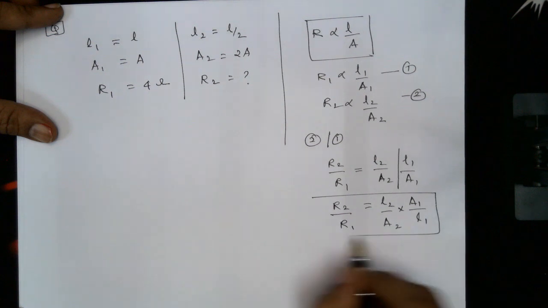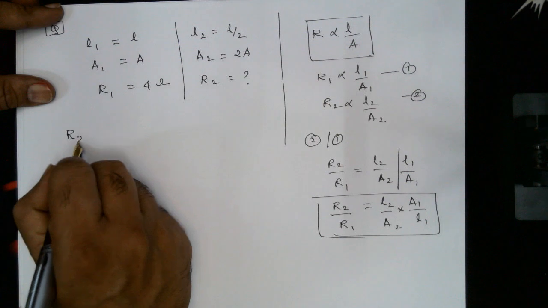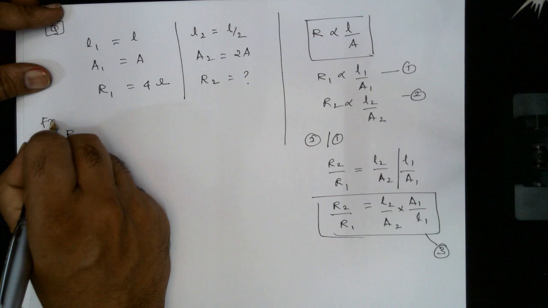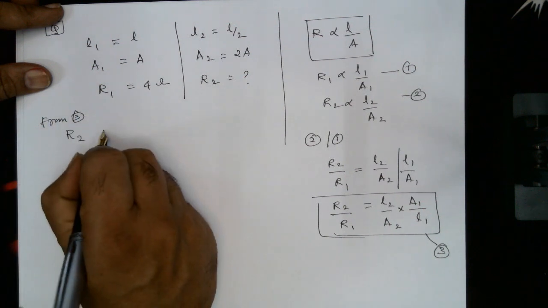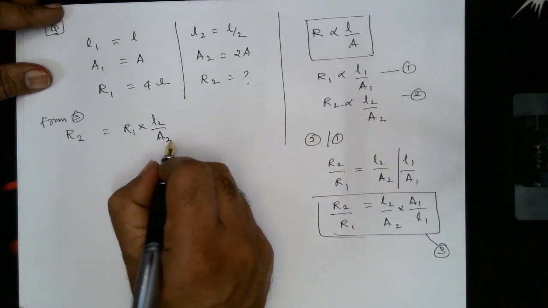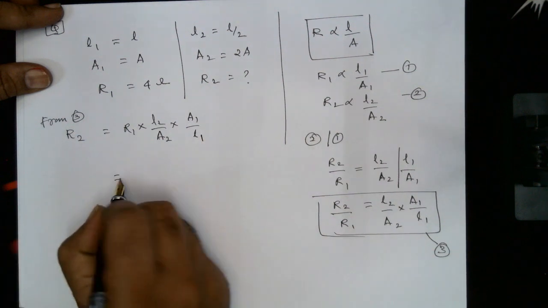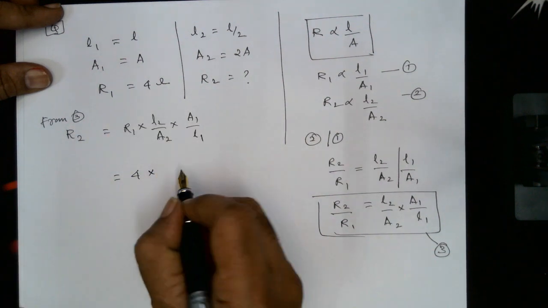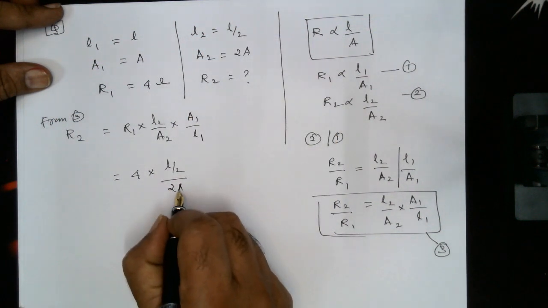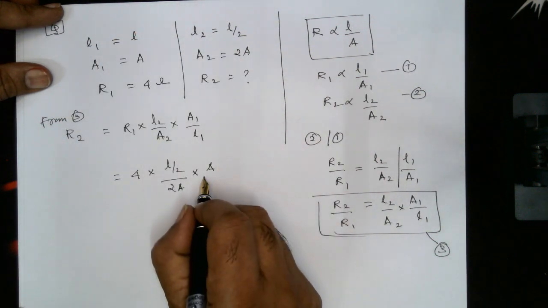So we can straight away make use of this equation. Is it not? So R2 from this equation. Let us call this equation 3. So from equation 3, R2 is equal to R1 into L2 by A2 into A1 by L1. Got it? Therefore, what is R1? 4. What is L2? L by 2. What is A2? 2A. What is A1? A. What is L1? Simply L.